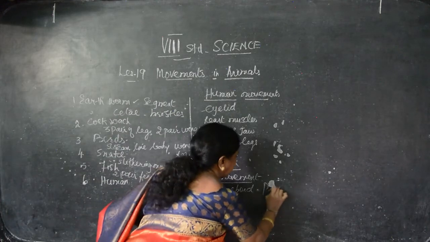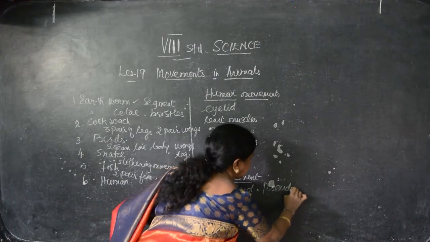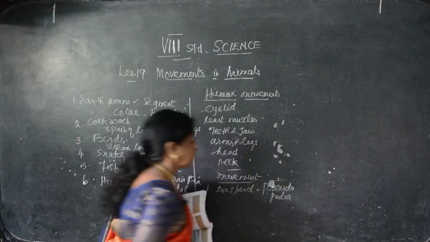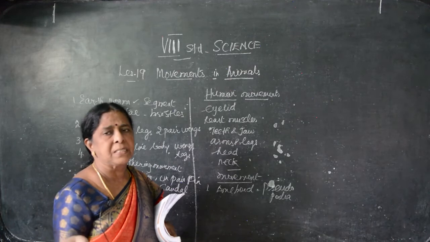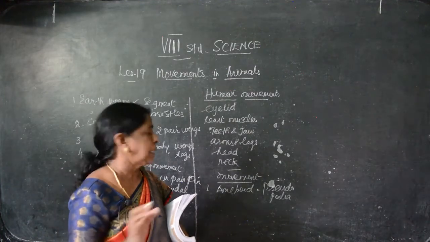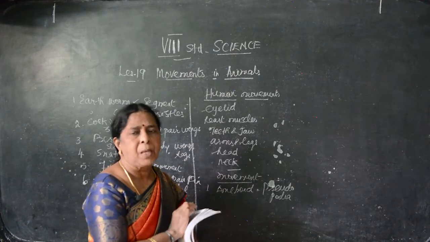Here pseudopodia means what? False leg. There are no legs actually, that is a false leg. The part of the body is converted, at the time of moving, into a leg. This kind of movement is what? Amoeboid movement.